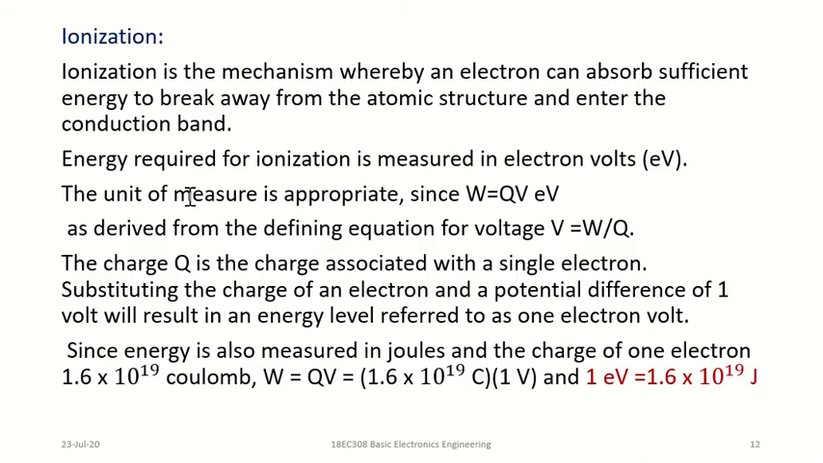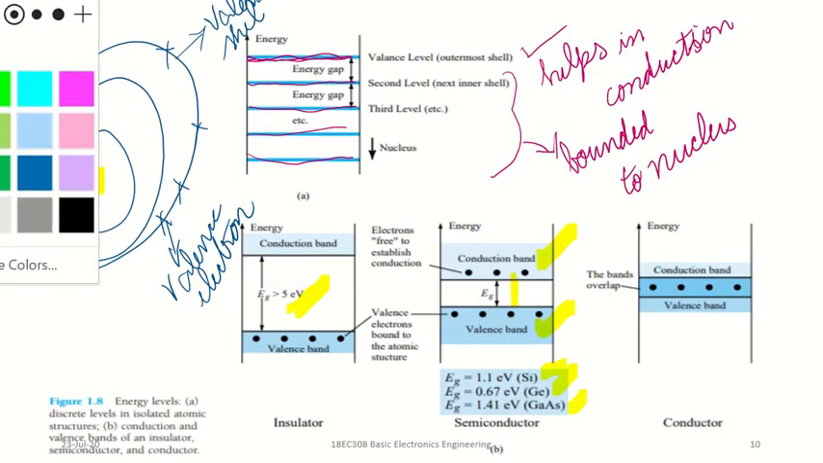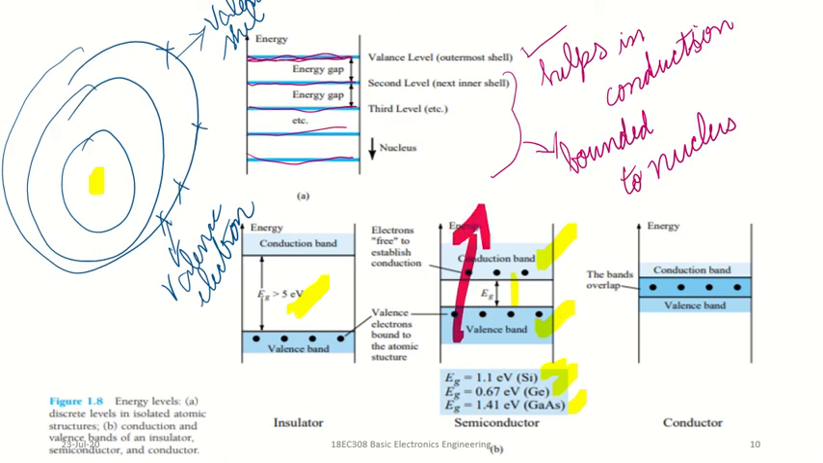Then what is ionization? Ionization is nothing but, by giving an external energy, we break away the electrons. They absorb sufficient energy to break away from the atomic structure and enter into the conduction band. What should happen? Electrons should move from valence band to conduction band. For that, what is required? External energy is required, maybe a voltage, a temperature, or a light. If you give external energy, electrons in the valence band will break and move into the conduction band. Then we say conduction is happening.